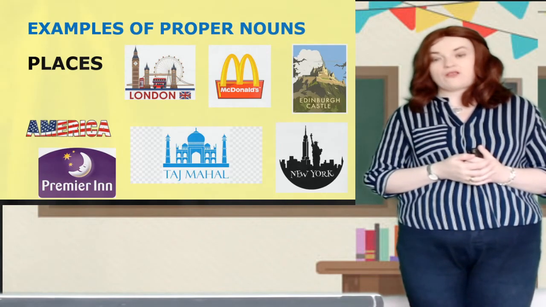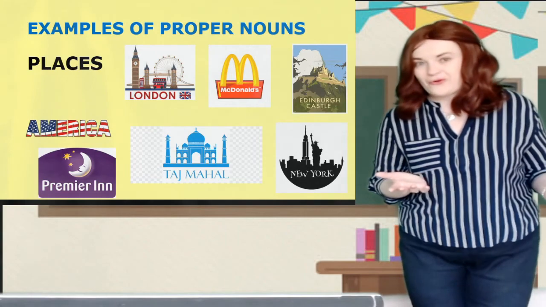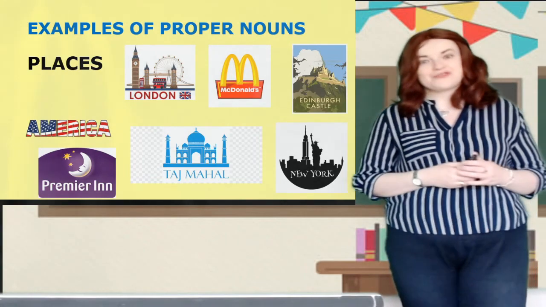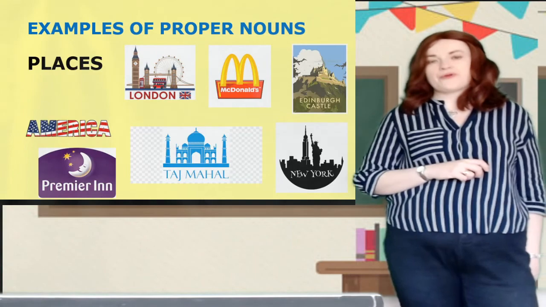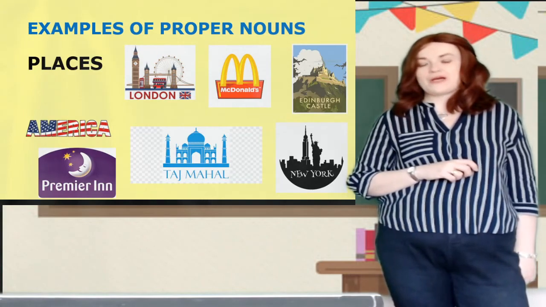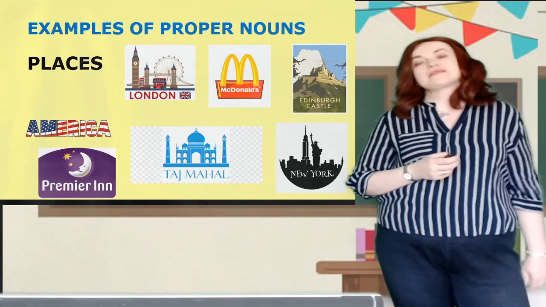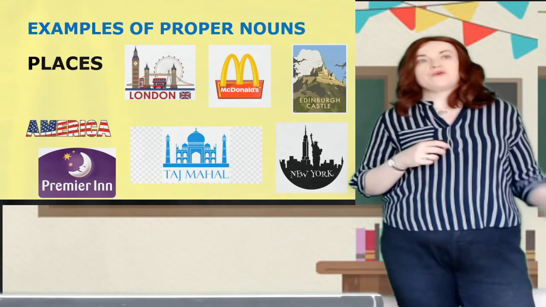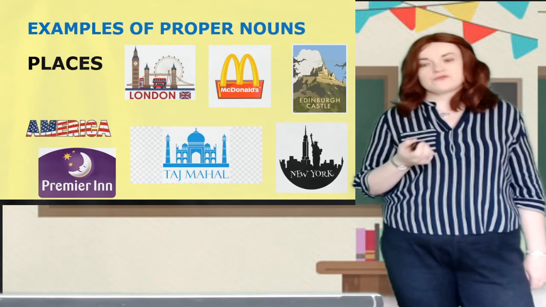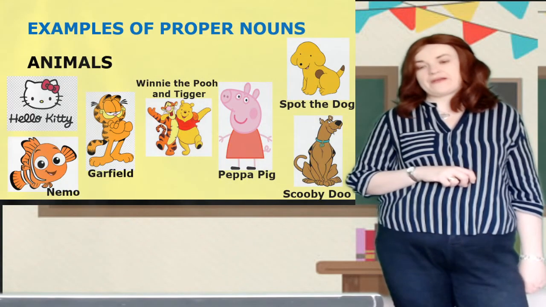So things like London, McDonald's. Were you in the 4-hour queue yesterday? I'm sure I wasn't. Edinburgh Castle, New York, Taj Mahal, Premier Inn if you're going to that hotel, America, any place that you're going. The Odeon, I would get a capital. Nando's, if it's a place somewhere specific.